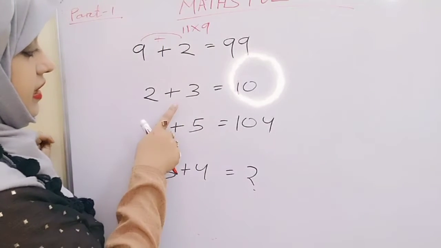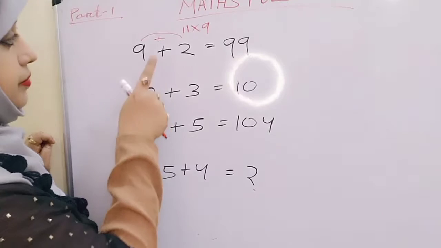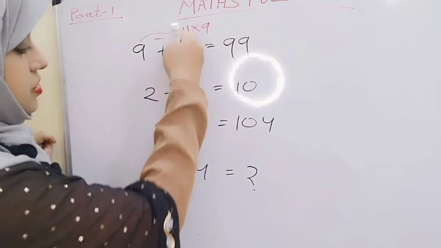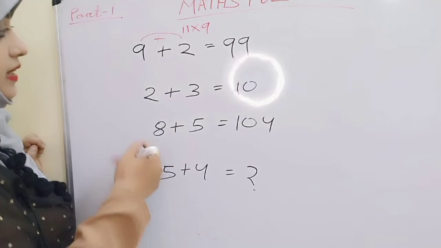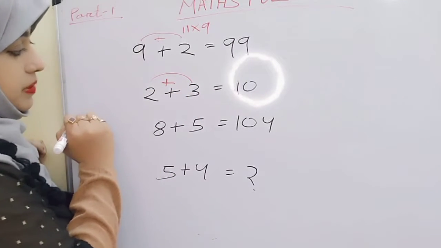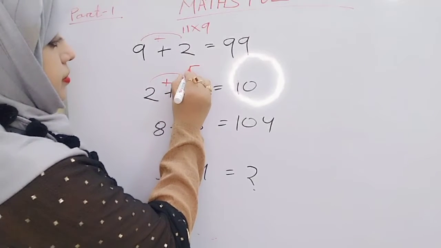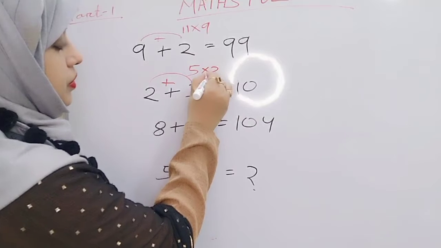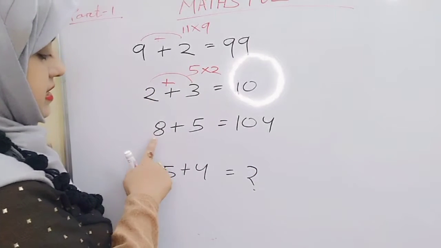Let's try this hint on these numbers. If it is workable, then we will apply this trick to every number. Okay, let's see. So first what you have to do, add this. 3 plus 2, it's your 5. Okay, so how can you make 5 to 10? Into 2. Okay, so let's see.